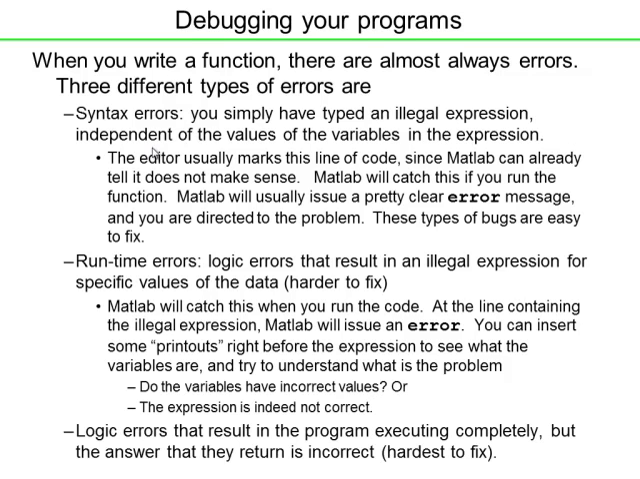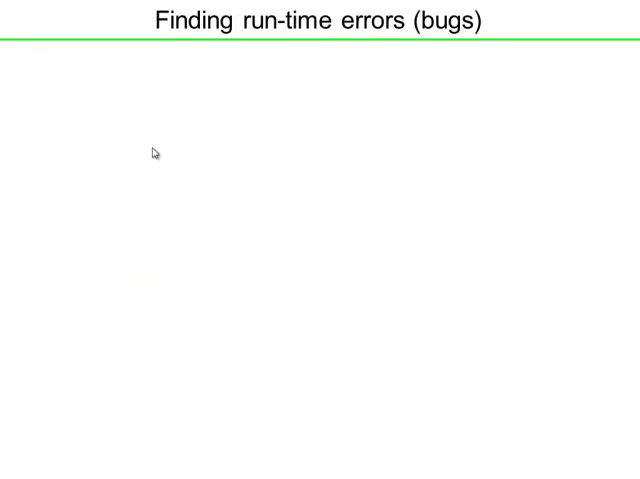Okay. There's logic errors, which are even harder, that result in the program completely executing but just giving answers that are incorrect. These, of course, are the hardest to fix because you really have to dig in. Your lines of code are all legitimate. They're just not correct. So how do you find these errors?